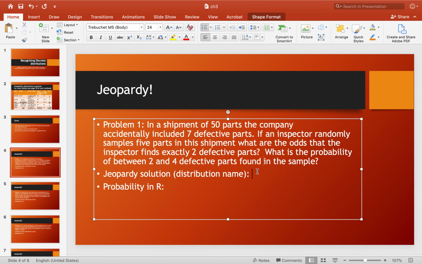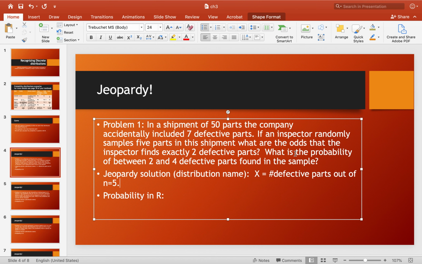One of the things that we need to do is figure out what distribution to use. That's critical in this problem. So the first thing I'm going to do is define x, which is my random variable. X is going to be the number of defective parts. And now I'm going to ask, well, how many defective parts out of how many? There's a sample of 5, so n equals 5.